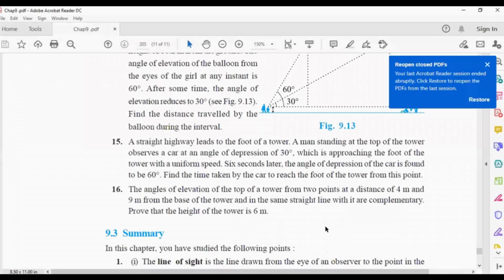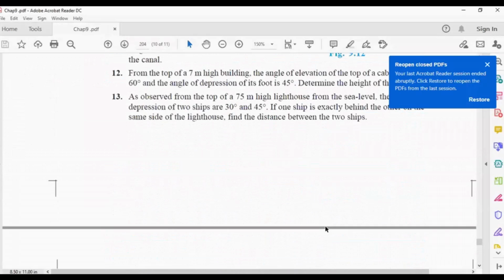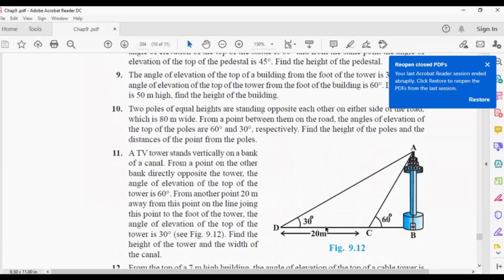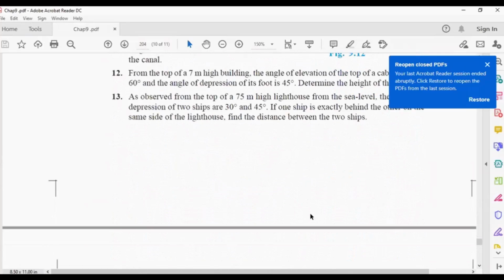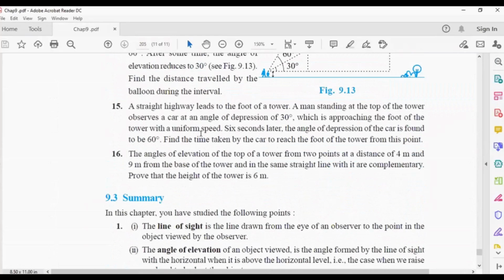So the next question, I think we cannot complete. I'll give you some hints only. Only 5 questions remain, I think you can do them. I think these are very simple. The 15th question, I will just read.